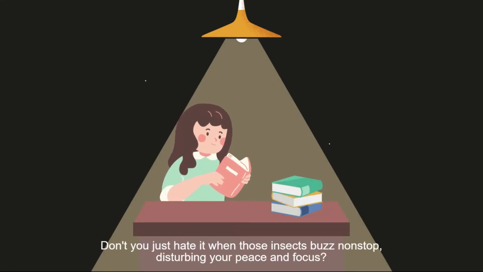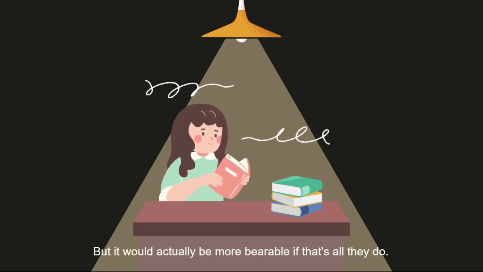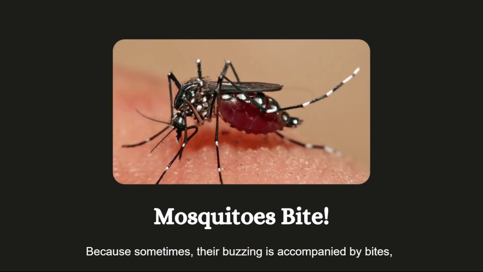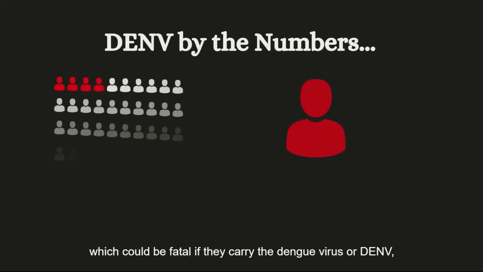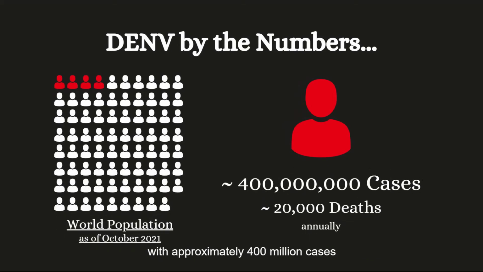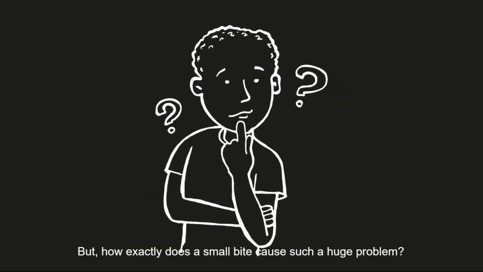Don't you just hate it when those insects buzz non-stop, disturbing your peace and focus? Annoying, right? But it would actually be more bearable if that's all they do. Because sometimes, their buzzing is accompanied by bites, which could be fatal if they carry the dengue virus or DENV, one of the world's deadliest and most prevalent viruses with approximately 400 million cases and 20,000 deaths per year. But how exactly does a small bite cause such a huge problem?